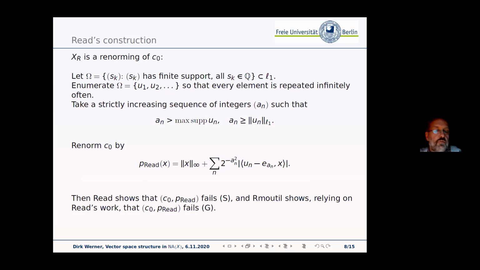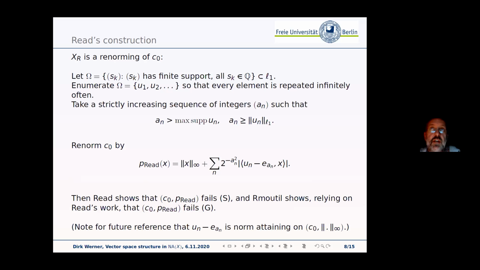So Charles Reid showed that this renorming fails the condition S, and Martin Rutil, relying on that, showed that it even fails the condition G. So the space is quite aptly called X_R because both Reid and Rutil's names start with the letter R, and we stick to that.